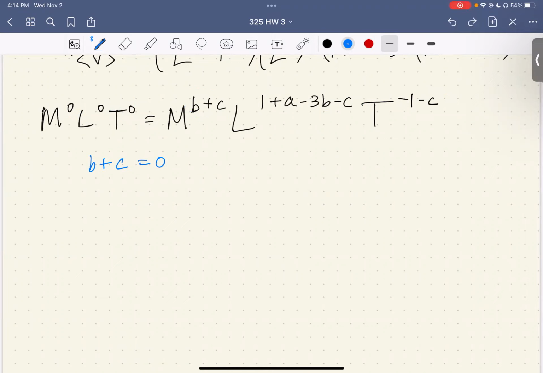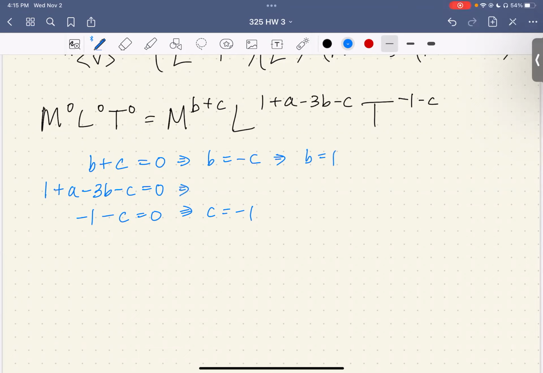So B plus C is equal to 0. And we have 1 plus A minus 3B minus C is equal to 0. And then we have minus 1 minus C is equal to 0. Well, that makes it easy. We have C is equal to negative 1. Then we have B is equal to negative C, right? That means B is equal to 1.